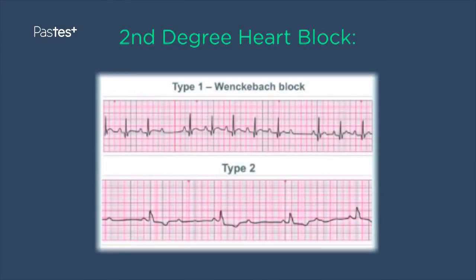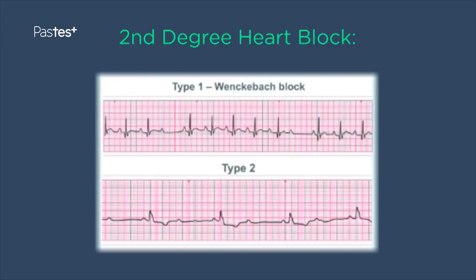Second degree block can be split into 2 types. Type 1 is Wenckebach, and there's a type 2. In type 1, Wenckebach, you have an ever-increasing length of the PR interval. If you look at the middle of this recording, you can see initially the PR interval is short, and then beat after beat after beat, it gets progressively longer until you see the point whereby it gets so long, the conduction from the P wave to the next QRS complex gets dropped, and you have a non-conducted ventricular beat. So this is typical of type 1 or Wenckebach block.